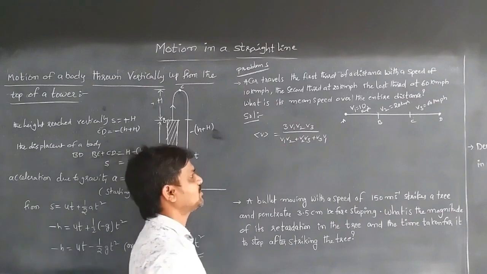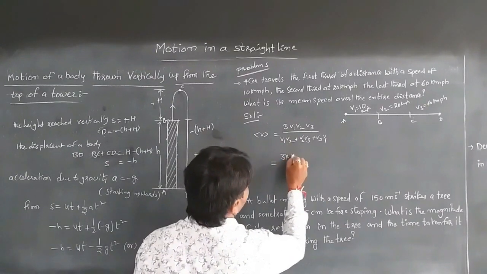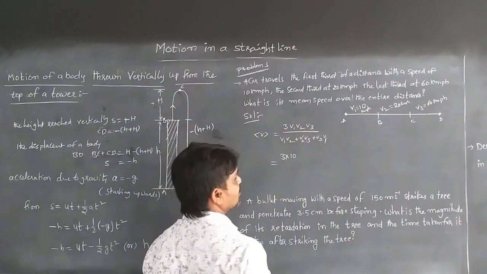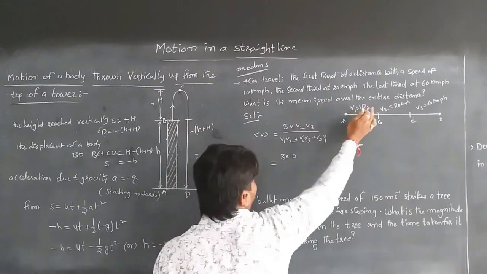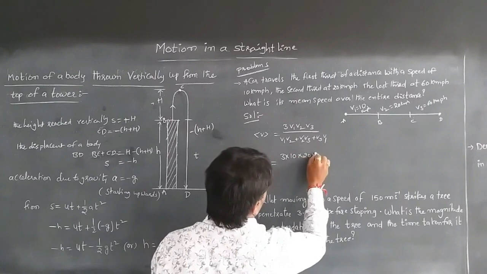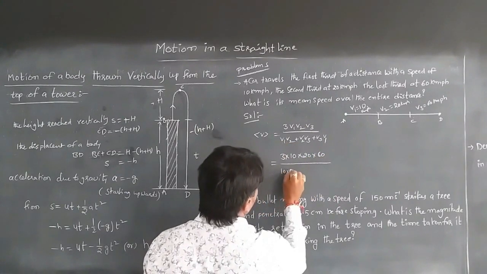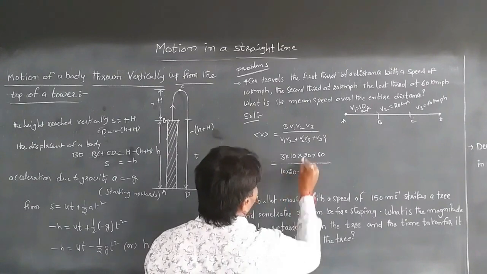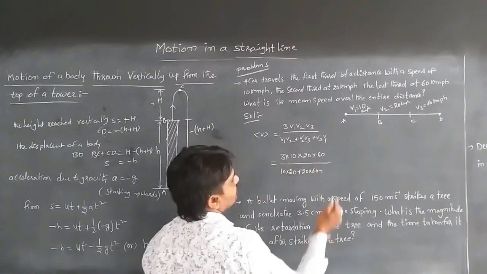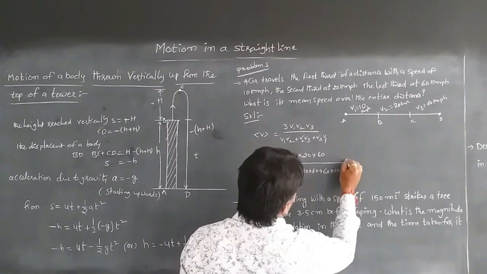We already discussed this one. So that is 3 into v1, which is 10. We are not changing this; in the final result we can change it into meter per second. Now we are taking it in kilometer per hour. So 3 into 10 into 20 into 60 by v1 v2, 10 into 20, plus 20 into 60, plus the next one, v3 v1, 60 into 10.